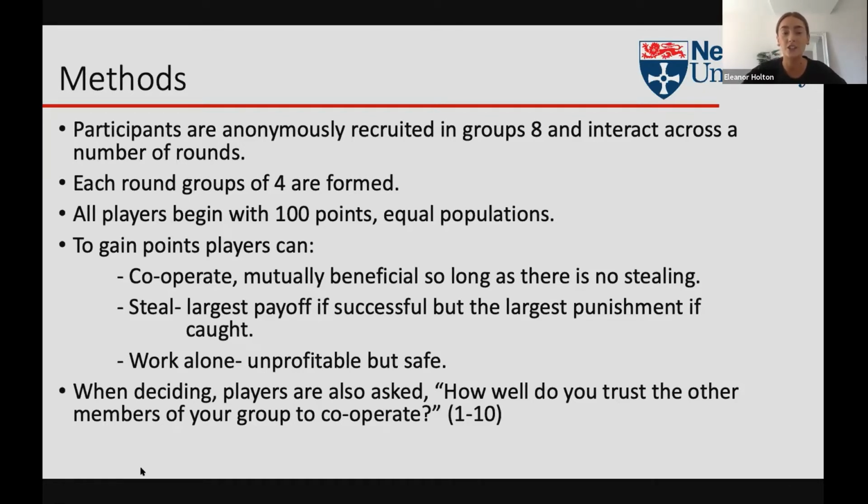And finally, they could choose to work alone. So choosing to work alone produces no point increase or decrease on average, but you are safe from being exploited against. At the point of deciding their action, players are also asked each round, how well do you trust the other members of your group? And they rate this on a scale of 1 to 10.